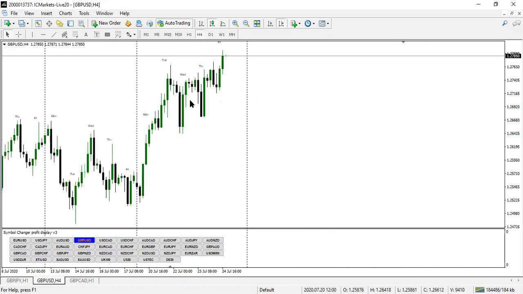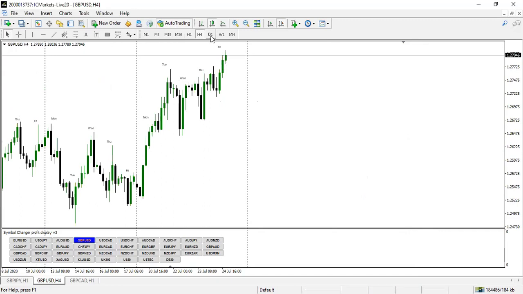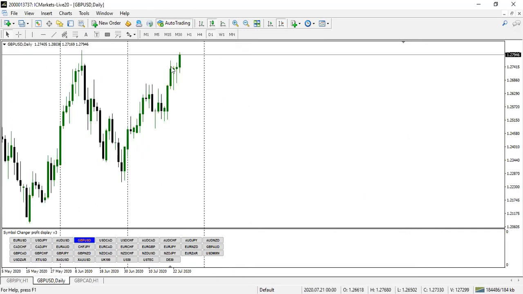Then on GBP USD, we can see right from the daily this zone as a liquidity zone that I believe should be taken out. This should be taken out.